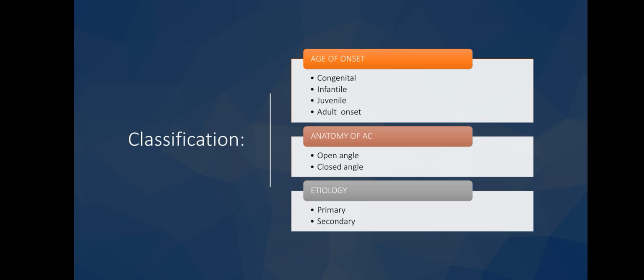Number 2, on the basis of the anatomy of the AC, the anterior chamber, they are classified into two. Number 1, open angle. Number 2, closed angle. Now, on the basis of etiology, it is classified into two types. Number 1, primary. Number 2, secondary.